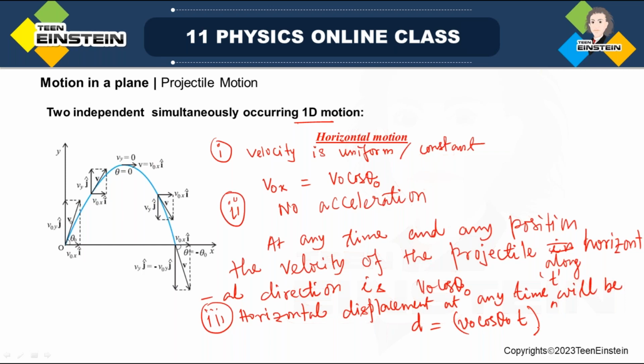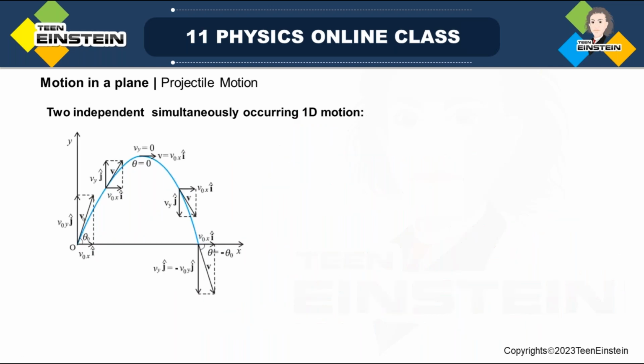Okay, so we have got a few points here: the velocity remains constant, or uniform velocity, and there is no acceleration. The displacement at any instant of time t is v0 cos theta 0 into t, because this is uniform velocity. Uniform velocity into time is the displacement of the projectile. Okay, we'll go to the vertical motion.